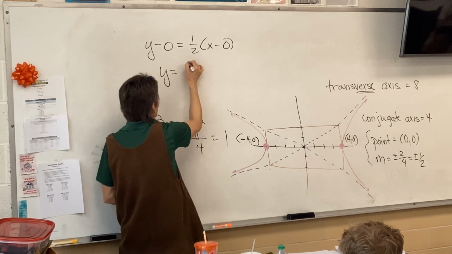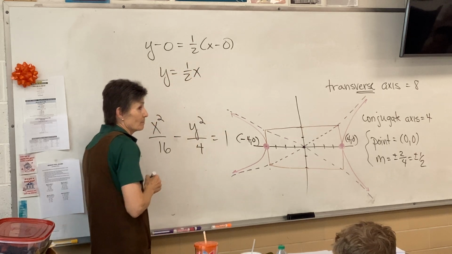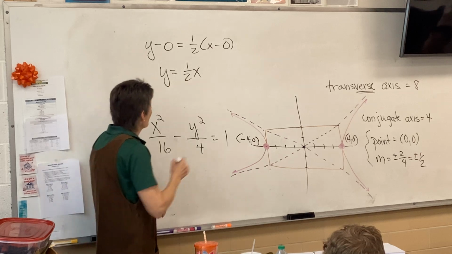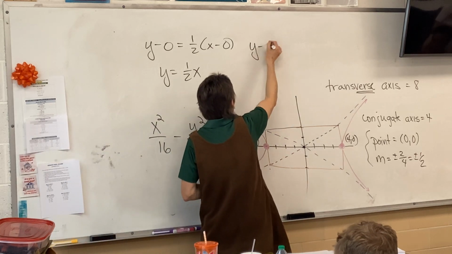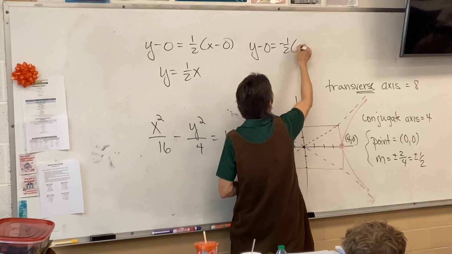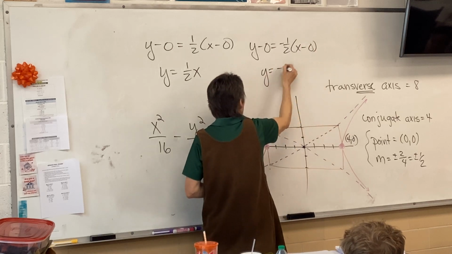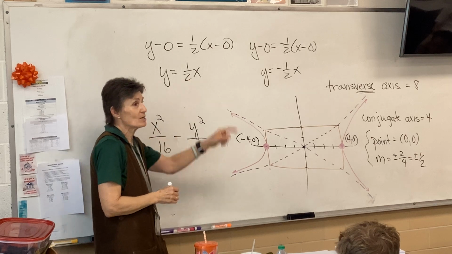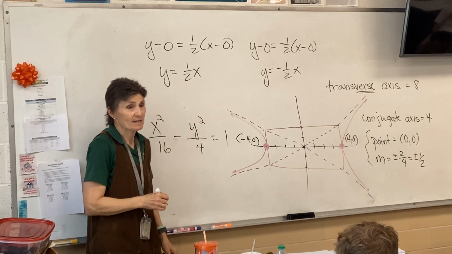This would end up being y equals 1/2 x, because of all the zeros in there. And then what would the other one be? Same thing, only the slope is negative 1/2. So it ends up being negative 1/2 x. Those are the equations of the asymptotes.